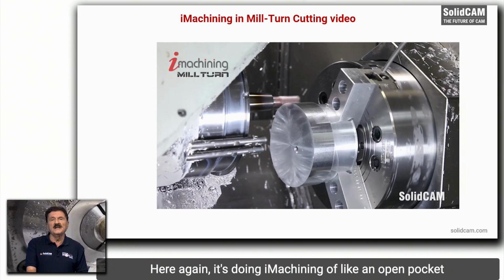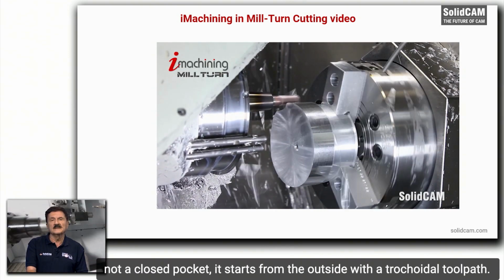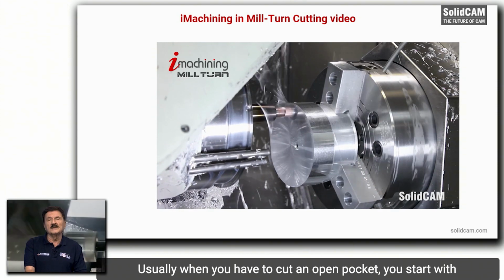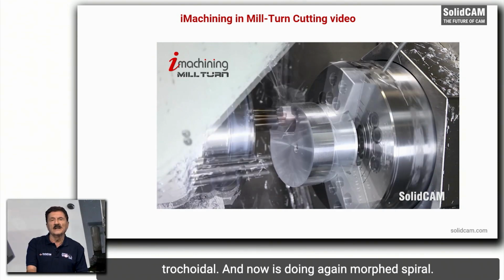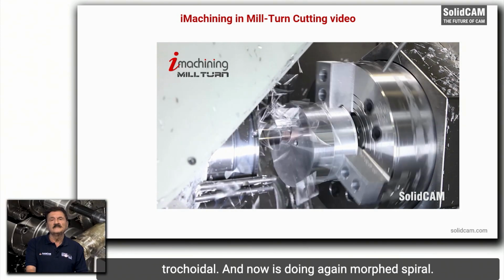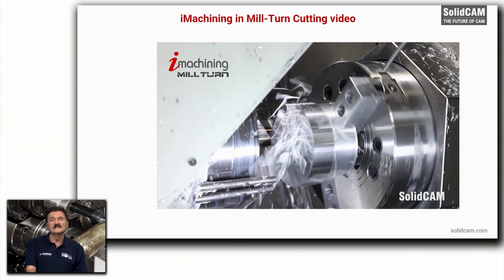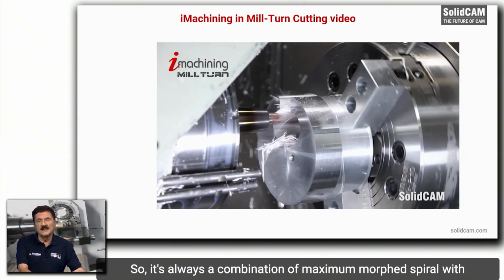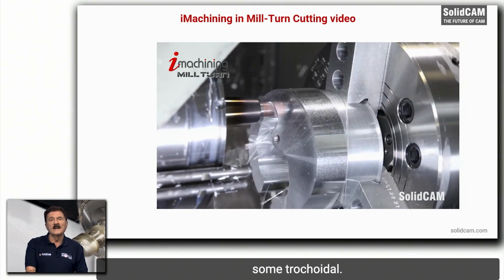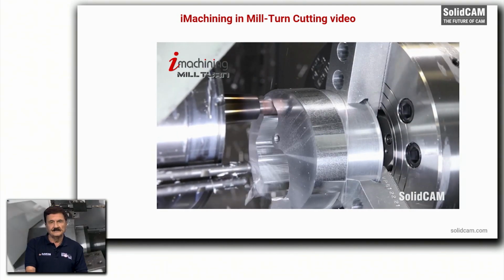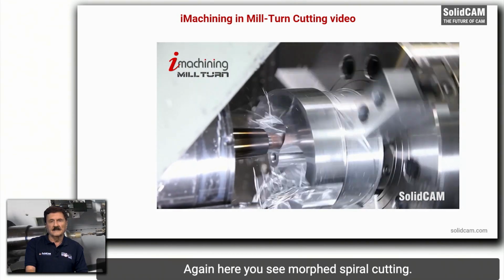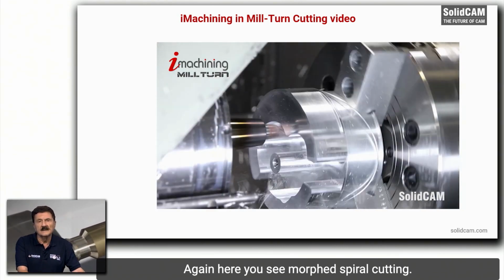Here again, it's doing eye machining of like an open pocket, not a closed pocket. It starts from the outside with a toroidal toolpath. Usually when you have to cut an open pocket, you start with the toroidal. And now it's doing again morphed spiral. So it's always a combination of maximum morphed spiral with some toroidal. Again, here you see more spiral cutting.